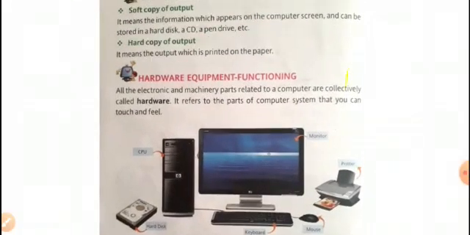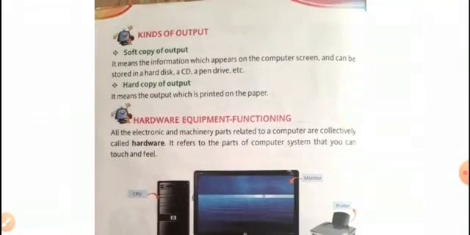Kinds of output. First of all, kinds of output. There are mainly two types of output: soft copy of output and hard copy of output. Soft copies of output are shown on the computer screens, such as files and folders, and they can be stored in the hard disk, CD or pen drive, etc. Whereas hard copies are printed, given as output on paper.